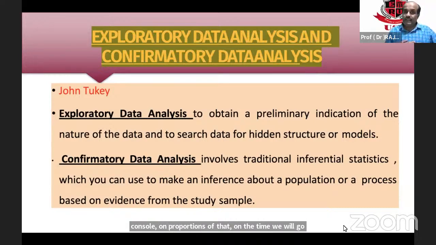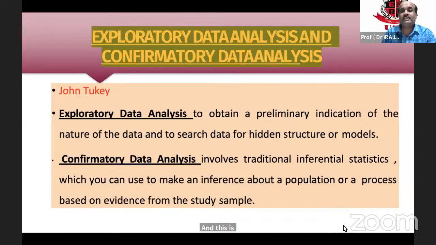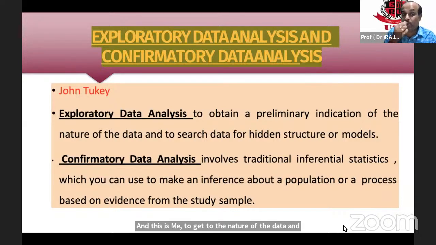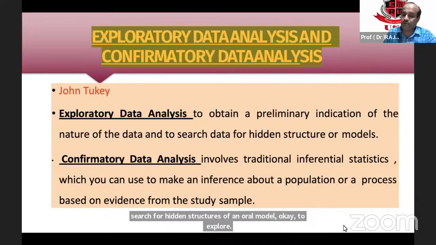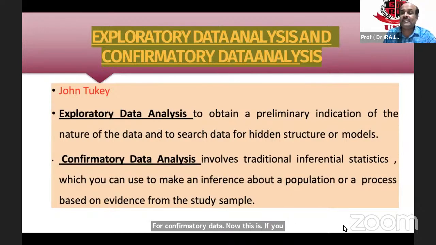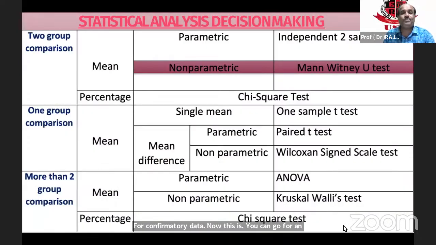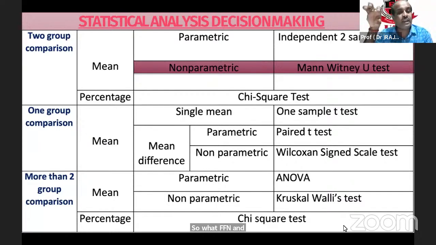When you are going for an analysis, it may be an exploratory data analysis, meaning you have to get to the nature of the data and search for hidden structures or models to explore more. For a confirmatory data analysis, you can go for inferential statistics, then proceed with the sample. So which test do we have to choose? This is the model you can use.